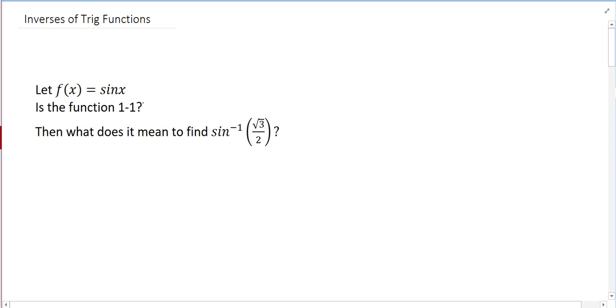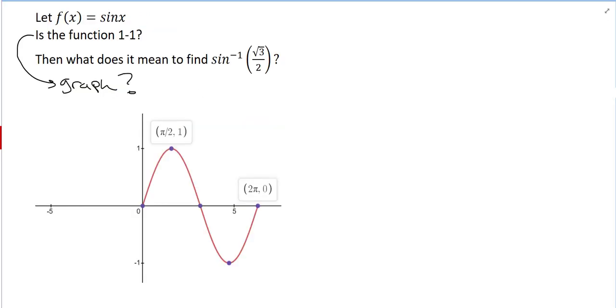So what do we think? In order to answer this question, we should probably look at the graph. What does the graph of sine x look like? So I have one period of sine x here. And notice right away that in order to be 1 to 1, we say every output, so every y value, has exactly one input, one x value. Or it passes the horizontal line test if you have the graph available.